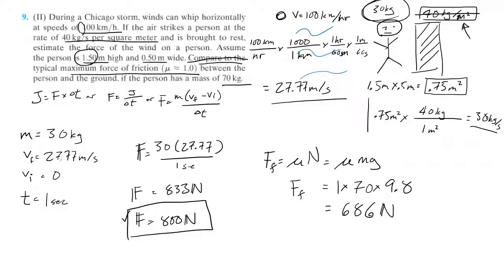that's 686 newtons. Okay, so the force of the wind is way bigger than the maximum friction force on a person. That means during the Chicago storm, people get whipped up and fly away. There you go. Thank you, physics.